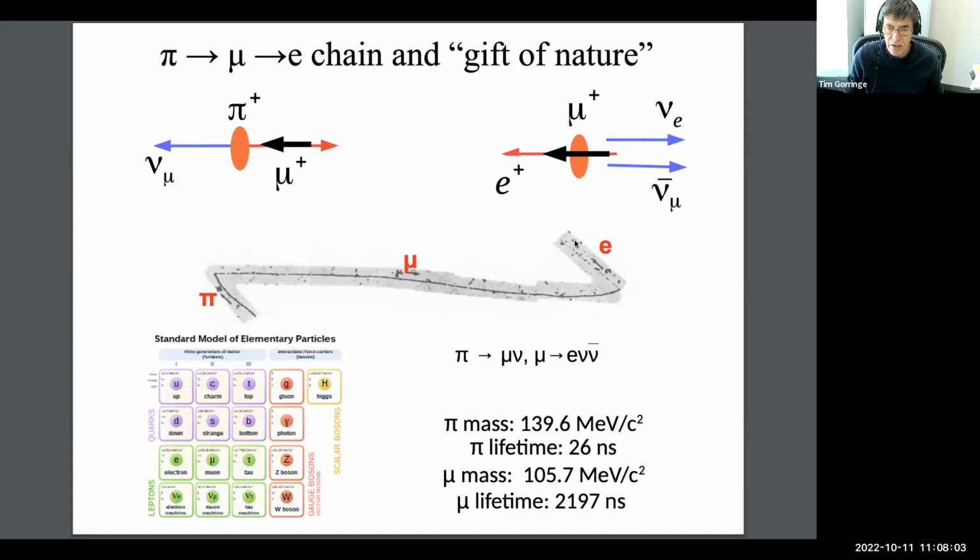Now, both those lifetimes seem very short on everyday scales, 26 nanoseconds, 2200 nanoseconds. But for unstable particles of nature, those lifetimes are actually rather long. 2,200 nanoseconds is a rather long lifetime for an unstable subatomic particle.